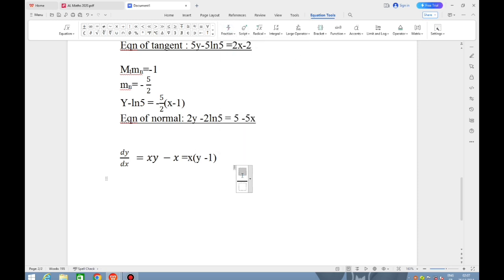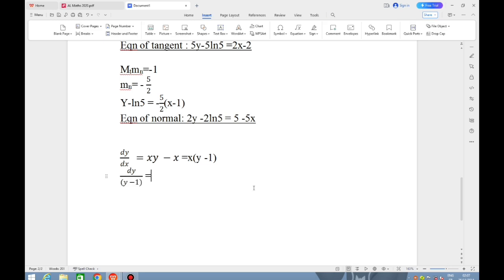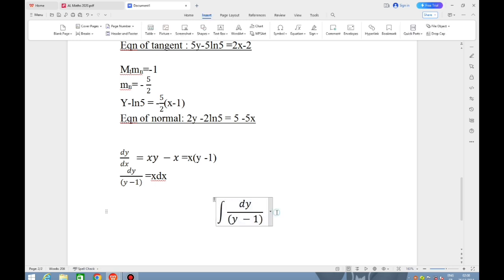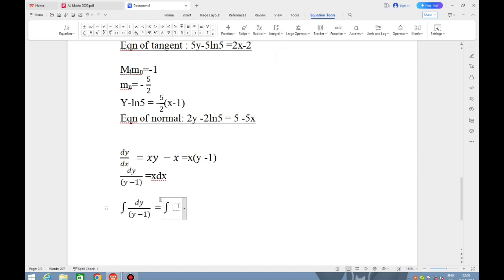so integration of this is simply, we're integrating dy on y minus 1 is equal to x dx. Now from here we can simply proceed by integrating this. So integrating dy on y minus 1 is equal to the integration of x dx.